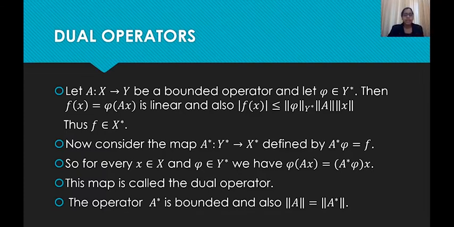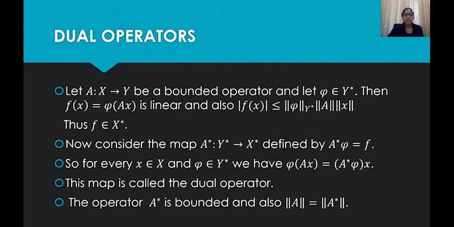So, if A is an operator which is bounded from X to Y, and phi is a bounded linear operator, that is phi is an element of Y star, a mapping from Y to the scalars, then F of x is equal to phi of A of x. Okay, I hope the concept is clear.